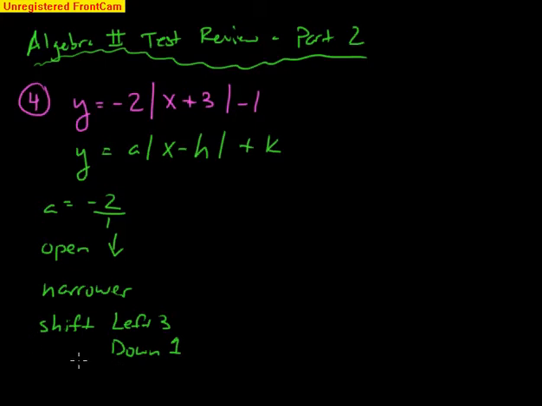Remember, this is just the vertex. So I'm going to put this little note down here at the vertex. It's going to be at left 3, which is -3, and down 1, which is -1. Again, the vertex of the original graph is at the origin. So if we move 0, 0, left 3, that means the x becomes -3. If we move it down 1, the y becomes -1.